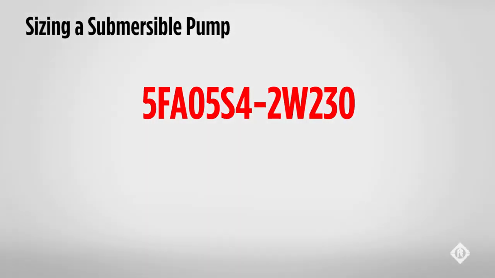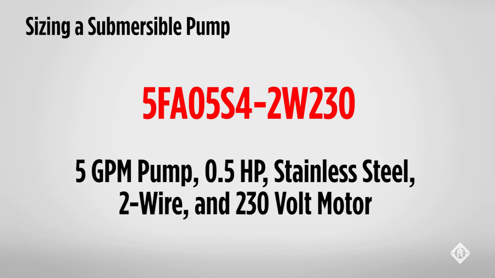As you start to shop around, you will see a pattern in the model numbers of submersible pumps. They usually give materials, type of construction, horsepower, and flow rate. Example, a 5FA05S4 2W230 stands for 5 gallons a minute, half horsepower, stainless steel with a 2-wire 230-volt motor. The fact that the pump is declared to be 5 gallons a minute doesn't mean that it can't pump more or less than that. It is just most efficient at that flow rate.